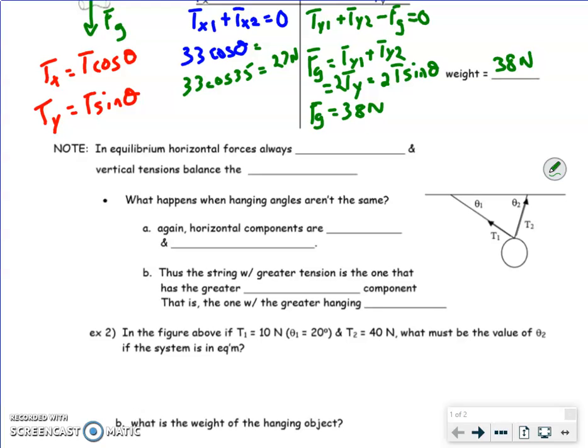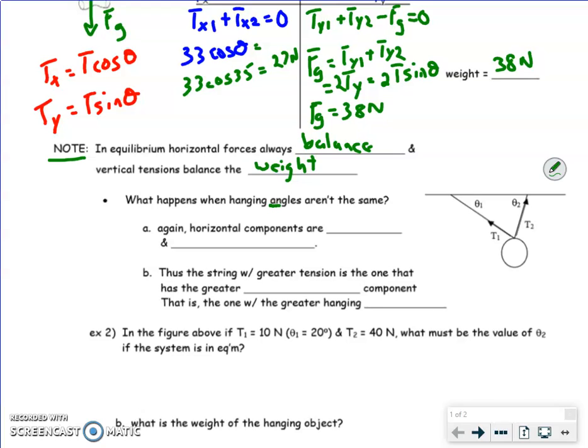Okay, so important summary. In equilibrium, horizontal forces are always balanced, and the vertical tensions balance the weight. So with two strings, there's two vertical tensions. Don't ignore the factor 2.